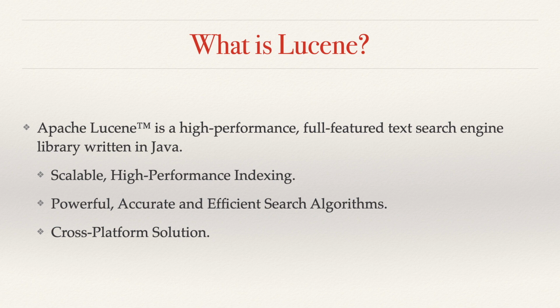So what is Lucene? Well, Lucene is a full-text search engine. In fact, a high-performance search engine library written in Java. It has scalable, high-performance indexing. We'll discuss this in detail later. It has powerful, accurate, and efficient search algorithms. It also has cross-platform solutions like the Python library PyLucene or the C# implementation Lucene.net.